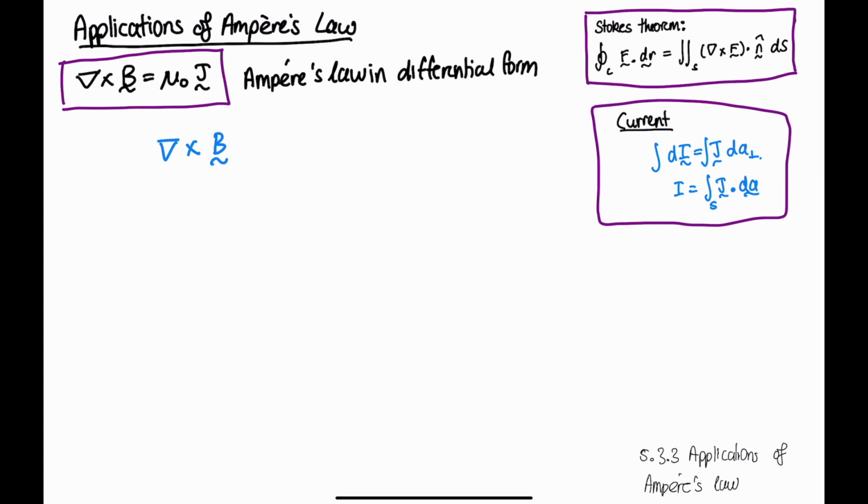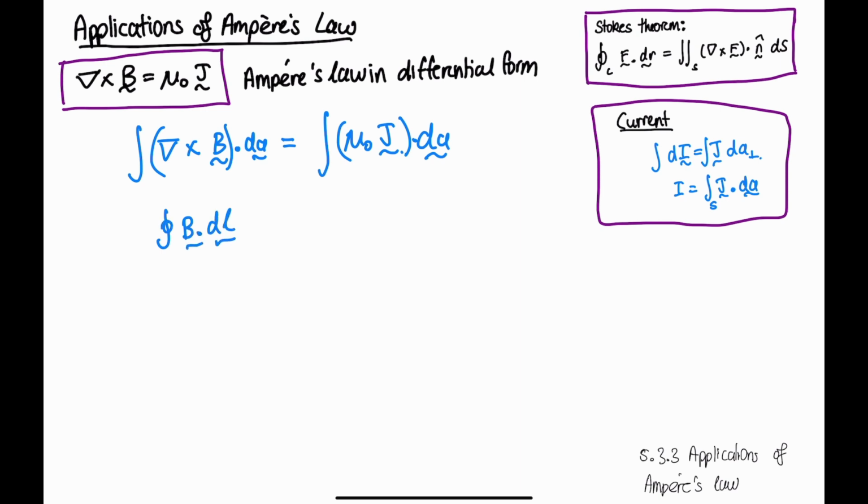We can write the curl of B is equal to mu naught J. And then we're going to do the same thing to both sides, so we're going to integrate both over dA. And what we can do with our left-hand side here is use Stokes' theorem. We've got the curl of a field over an area is equal to the integral over a closed loop of that field. So we can write that this is equal to B dot dl, and that's around a closed loop.